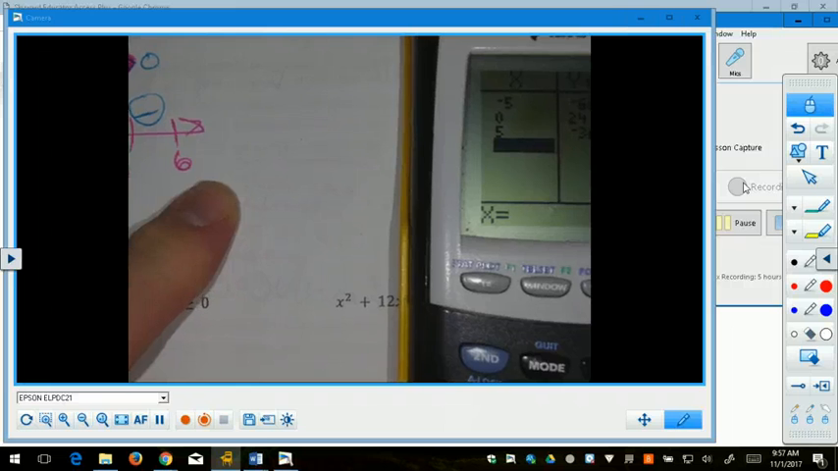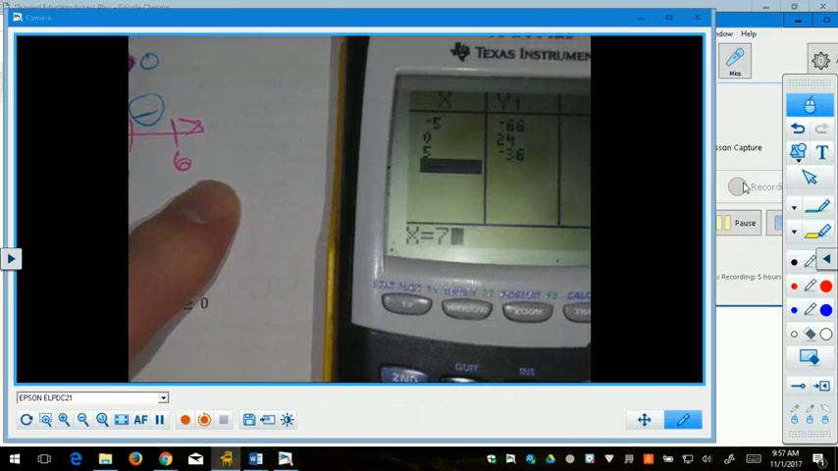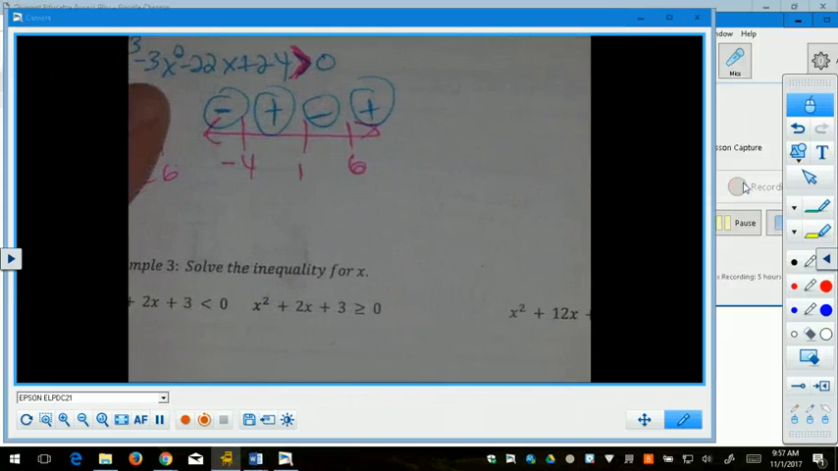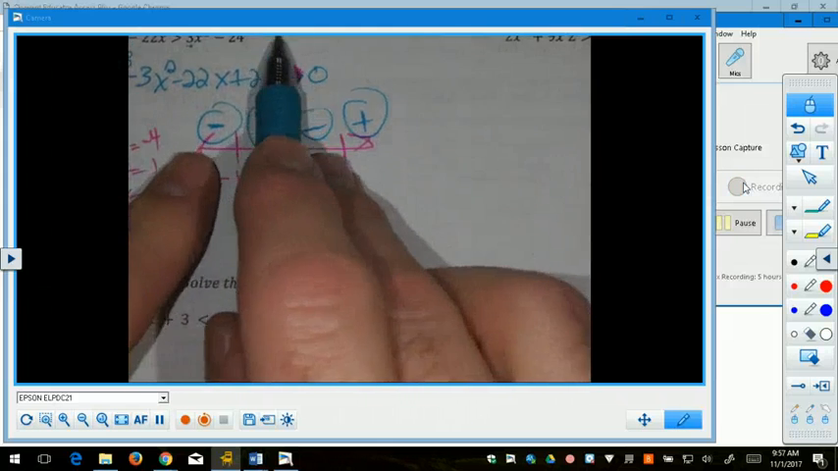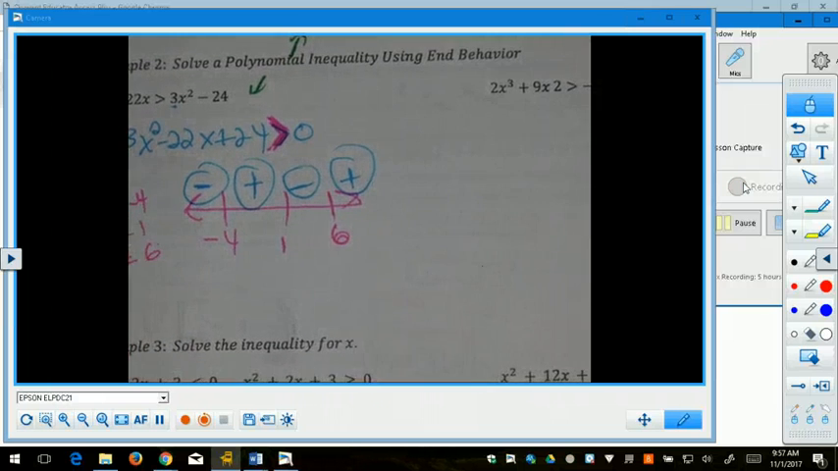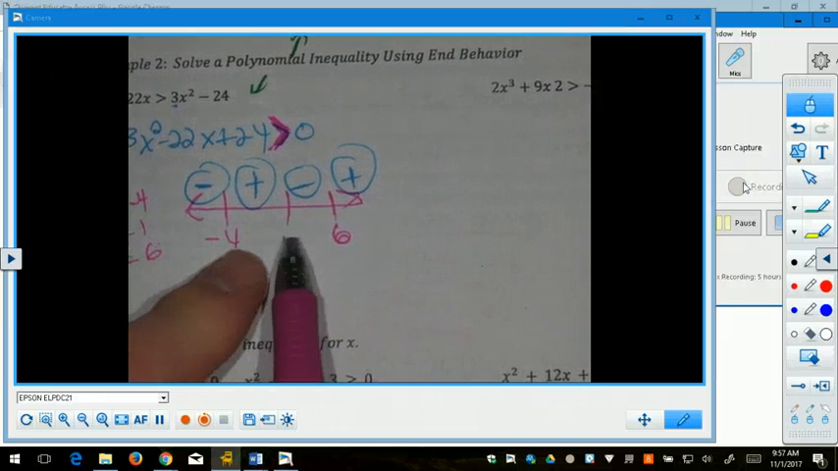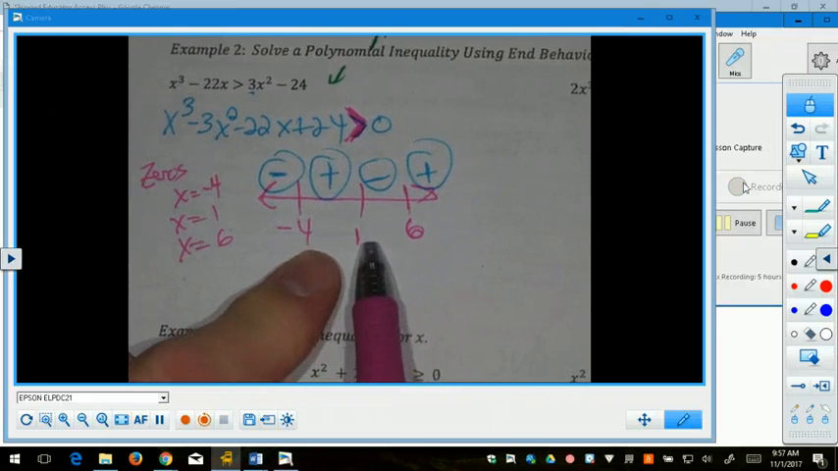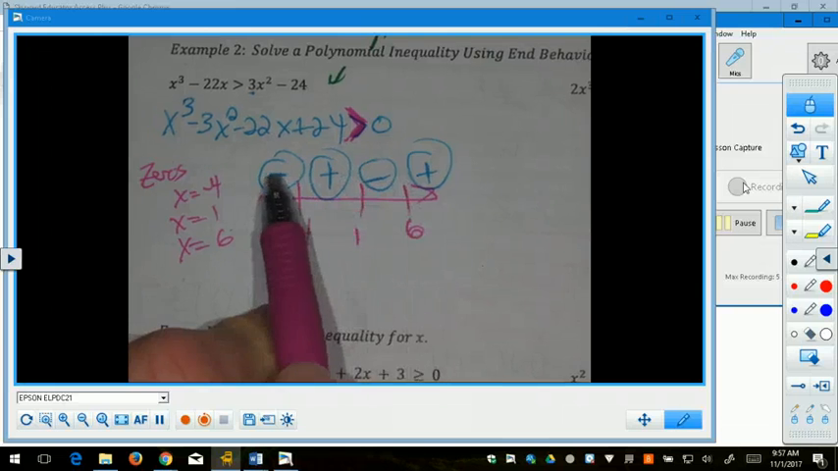And to the right of 6, we already know what's going to happen because of the end behavior, but we are expecting it to be positive. So for this problem, we expected to the left for it to be negative, to the right for it to be positive. Because I have three zeros here, I didn't have multiplicity. I didn't have to worry about multiplicity. In this case, the signs do alternate.